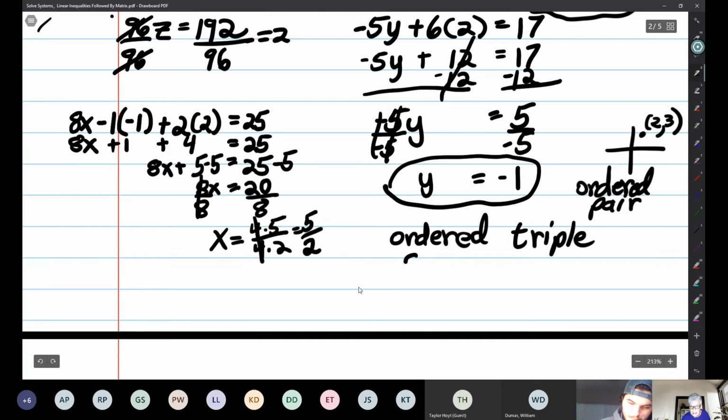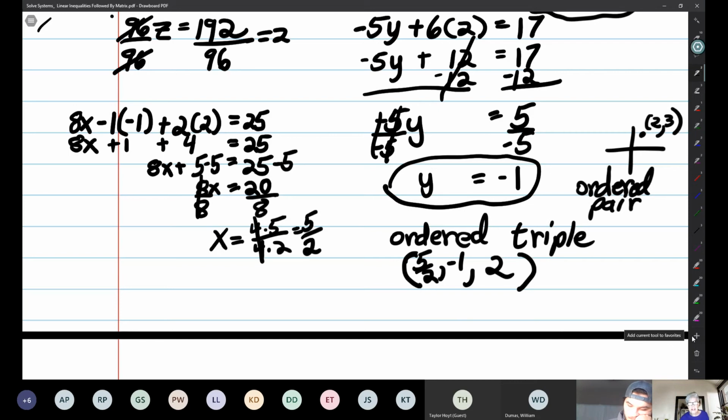And you write it like this. Actually, you write it like this, because points always have parentheses around them. X is 5 over 2, comma, Y is -1, comma, Z is 2. This is your ordered triple that describes what point in 3-dimensional space this would be.